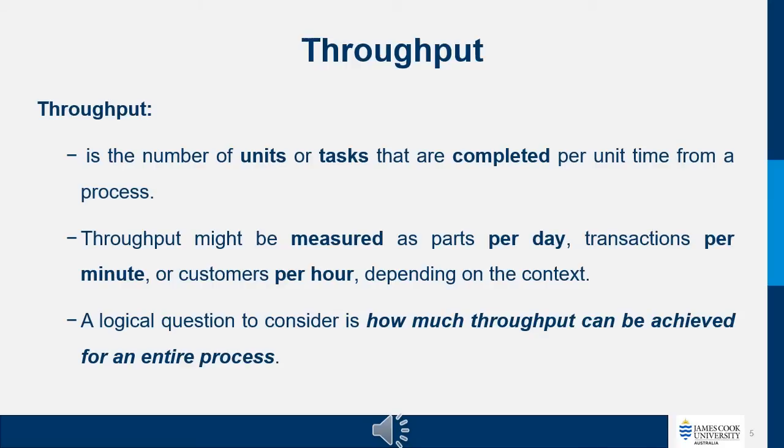So, when evaluating a process, it is important to consider the potential throughput that can be achieved. This involves assessing the process's capacity to handle and complete tasks, identifying potential bottlenecks or constraints that might limit throughput, and optimizing the process to maximize output. By focusing on improving throughput, organizations can enhance their productivity, meet customer demands more effectively, and achieve higher overall performance.